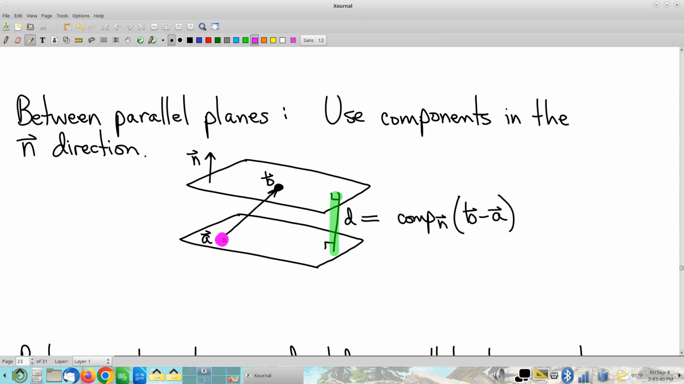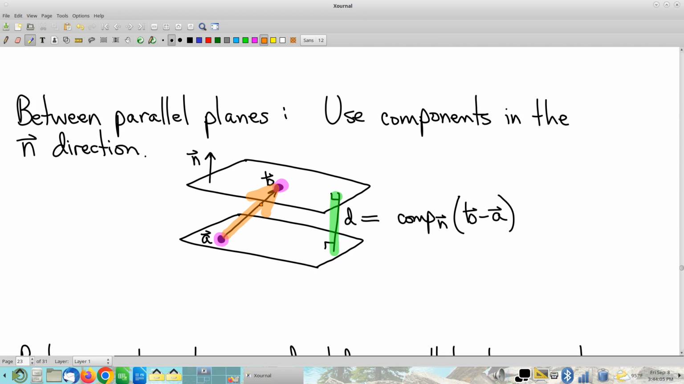Here's the strategy. You take a point in each plane, you subtract. This is not the distance that I'm looking for, because look, I picked these points randomly, so this vector here is at some weird angle, and it's longer than the distance that I'm actually looking for.